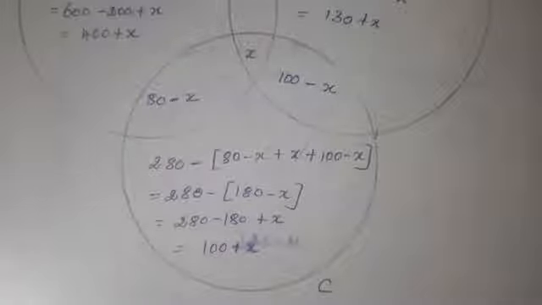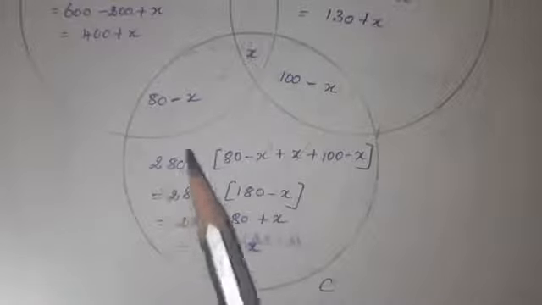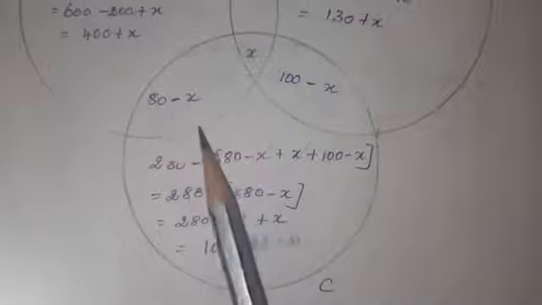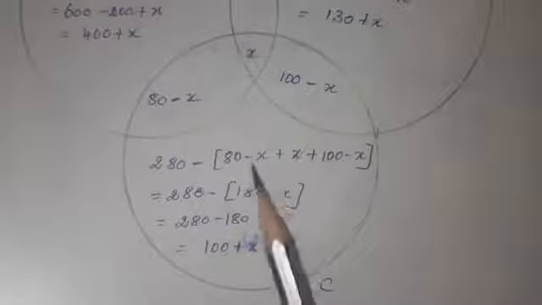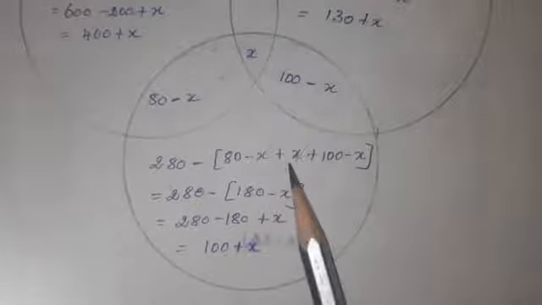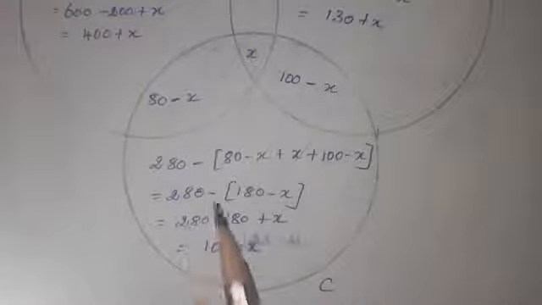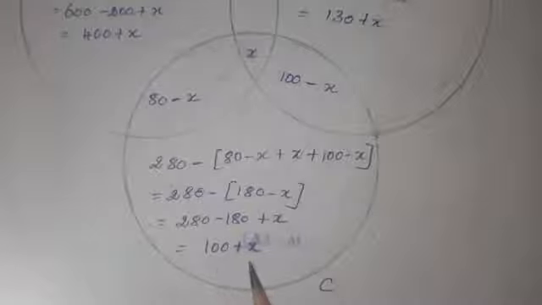Come to the third set, corn. We already written 280. Here you should add this one and subtract from 280. So minus of, you are adding this one, 80 minus x plus 100 minus x. Here minus x plus x get cancelled. 80 plus 100, it is 180 minus x. Minus taken inside, it will change the sign. Minus 180 plus x. 280 minus 180, it is 100 plus x.